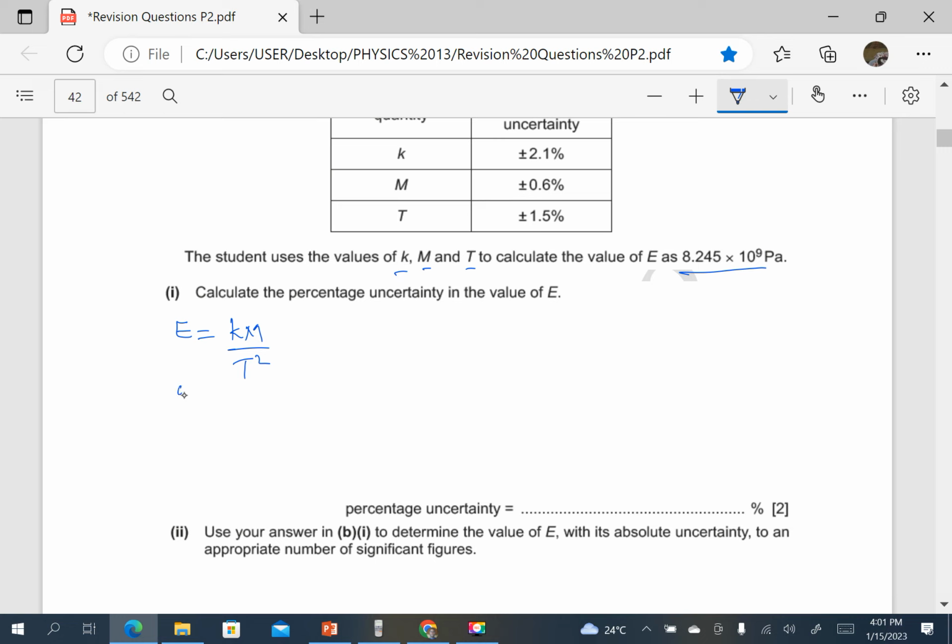The percentage uncertainty in E is going to be percentage in K plus percentage in M plus twice, because of the power on T, the percentage in T. So we substitute: 2.1 plus 0.6 plus 2 times 1.5. So that is 2.7 plus 3, that is 5.7%.